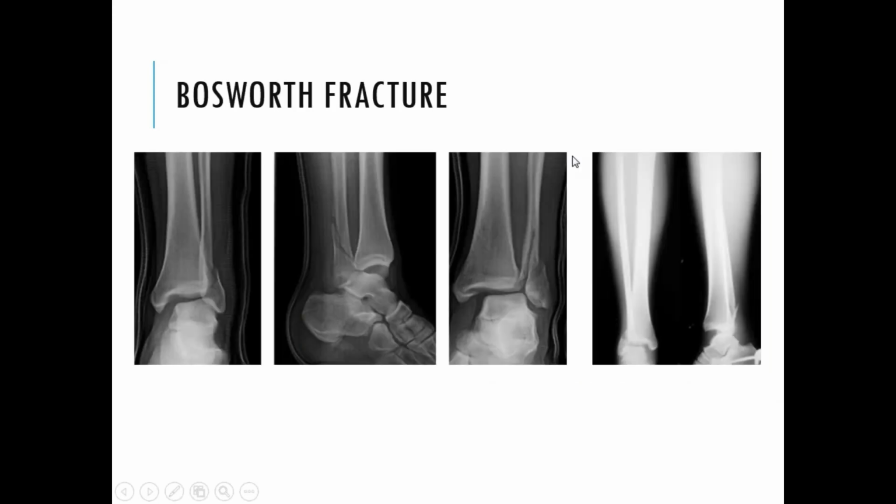And then this is the Bosworth fracture. Basically, it's a fracture dislocation. The posterior tibial tubercle has a break in it, and so the proximal fibula is actually stuck, and so it's a dislocation of that segment as well. So it's a fracture dislocation. These are actually exceedingly rare.